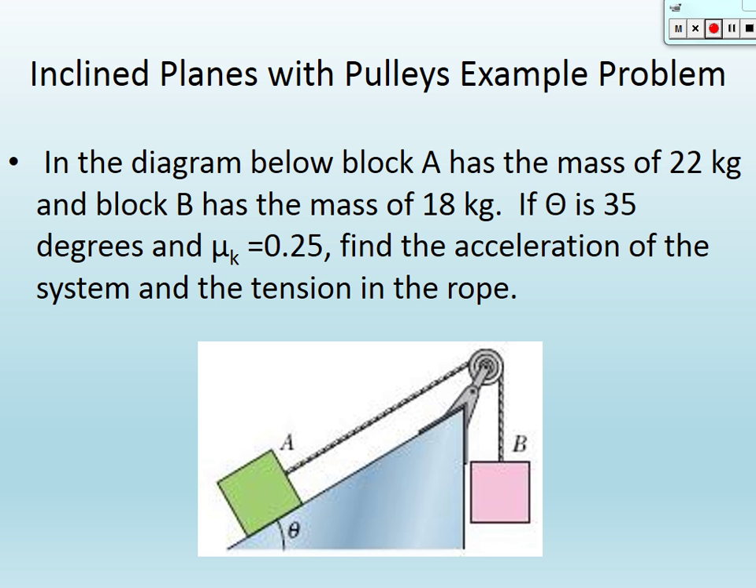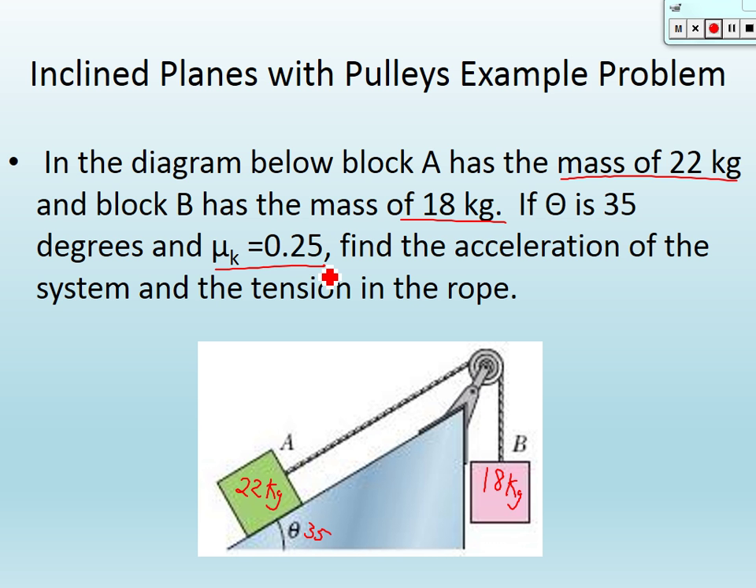Okay. All right, let's read it. It says, in the diagram below, block A has a mass of 22 kgs. I'm going to put that in this block. Block B has a mass of 18 kgs. Let's go ahead and put that one in block B. If theta is 35 degrees, so I'm going to put 35 right here, and the coefficient of kinetic friction is 0.25, find the acceleration of the system and the tension in the rope.